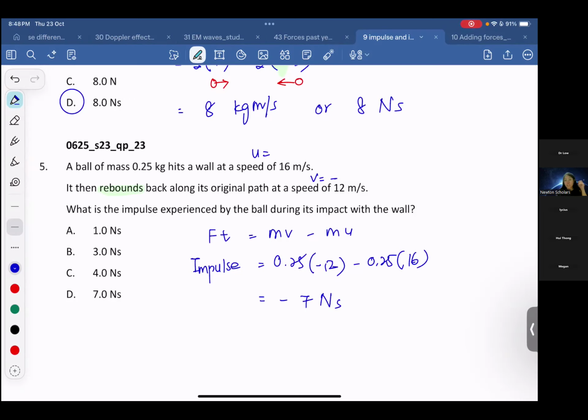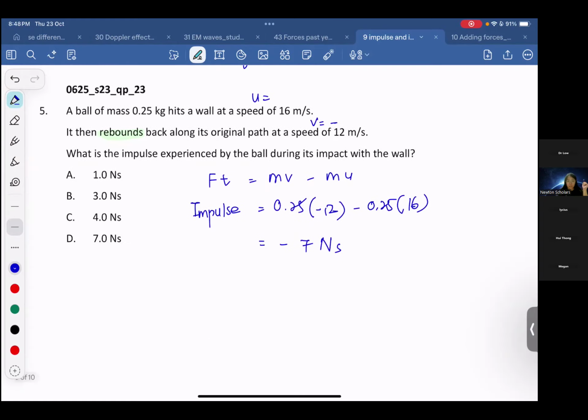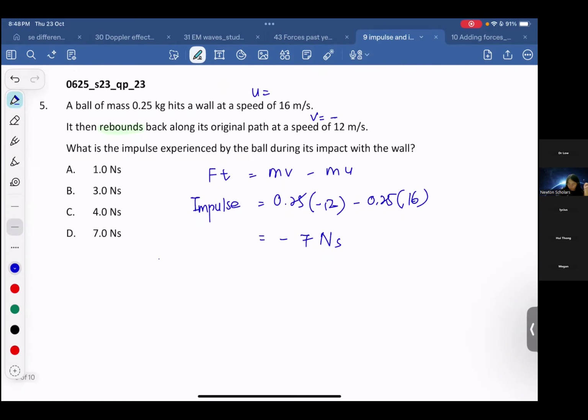Negative is just showing direction, it doesn't matter. We can assume that your ball is here, moving in this direction. So we put u equals 16 meter per second. Hit and rebound. Rebound here becomes v equals -12 meter per second. Then we'll get this answer.